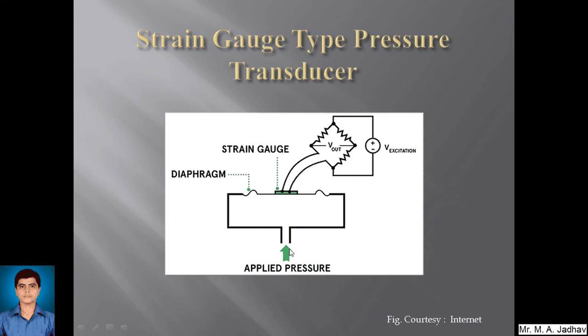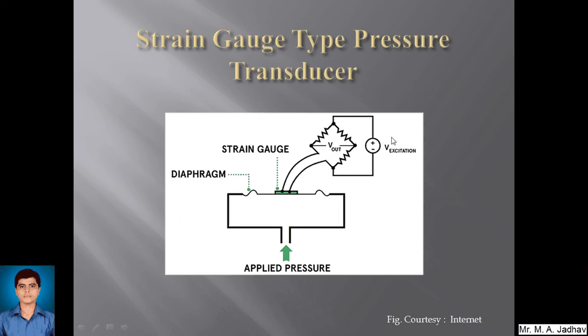So what is going to happen here, as we apply the pressure, this diaphragm is going to change its shape, or it will create such an elongated surface because of the pressure applied from the bottom side. So the dimensions, or rather the strain, is going to get stretched, and it is connected to a quarter bridge circuit, a Wheatstone bridge circuit here. So it will produce some amount of voltage here.